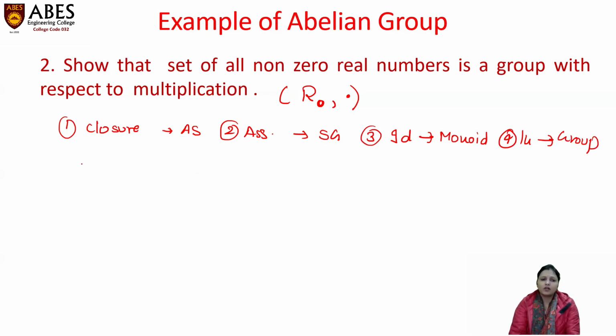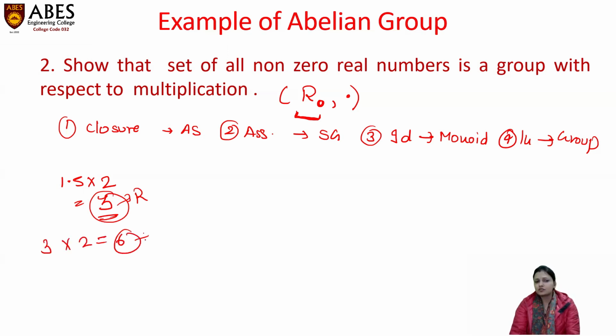Set of real numbers are all the numbers with or without decimal value. So if we apply multiplication between any two real numbers, for example, 1.5 into 2, it is always 3. So 3 is also a real number. If we take some other example, for example, 3 into 2, 3 and 2 both are real, 6. 6 is also a real number. If we apply multiplication between any two real numbers except 0, we will get a real number only. So closure property is satisfied.